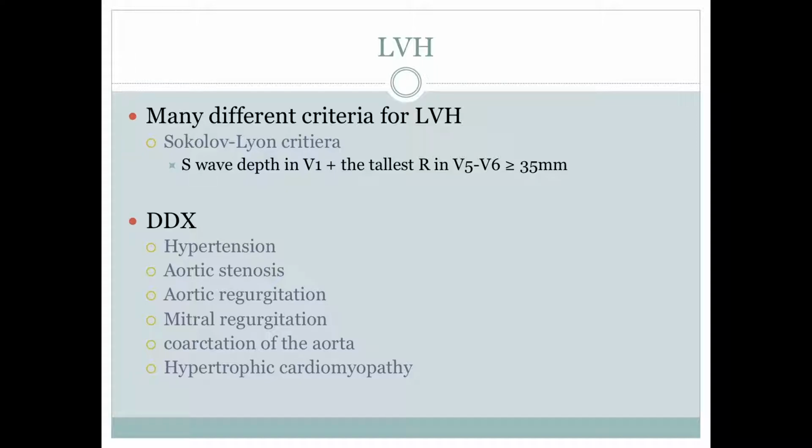And looking into the differential diagnosis, the way I understand this is that all of these entities, the hypertension, the stenosis, the regurgitation, are concepts that increase the strain on the left ventricle. In response to that, the left ventricle will become hypertrophied because it needs more musculature and more mass to be able to push blood through, for example a stenosed aortic valve or aortic coarctation.